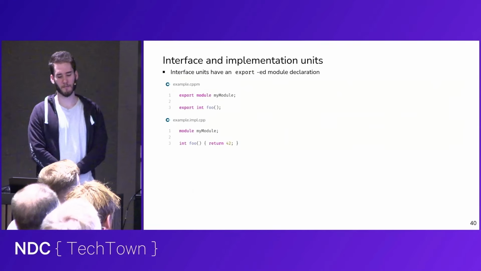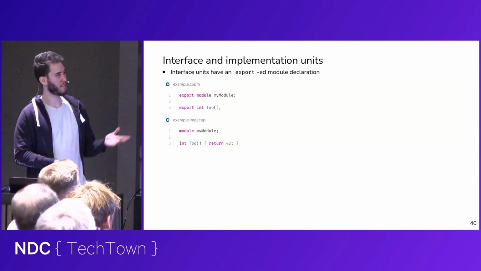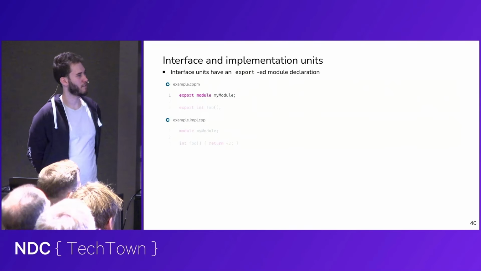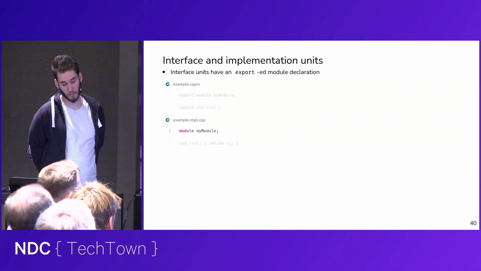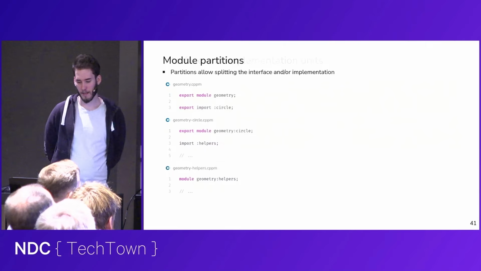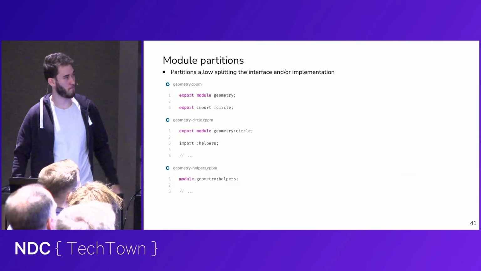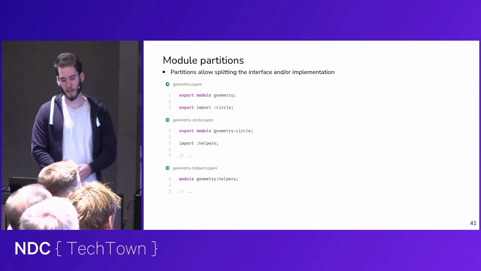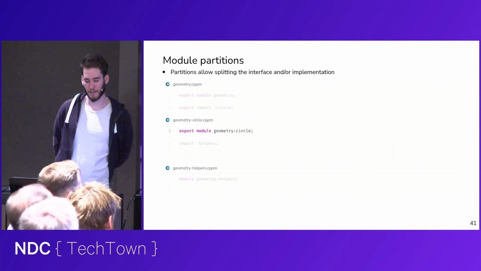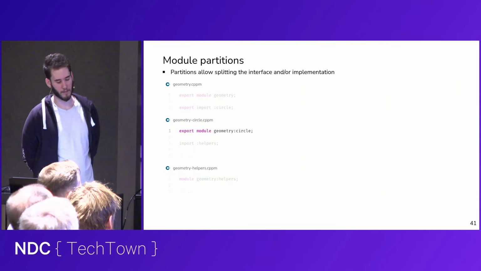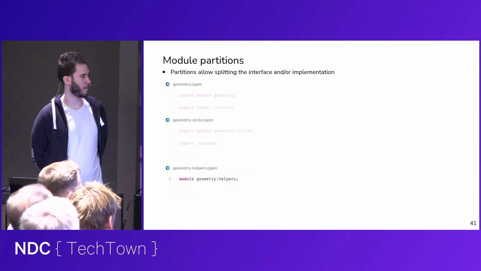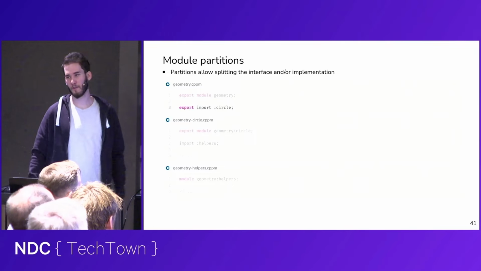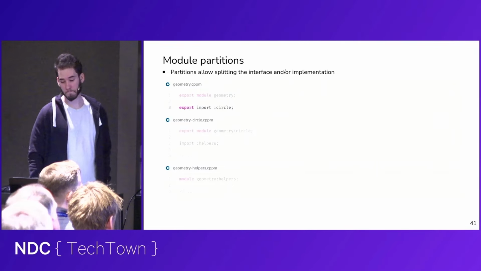So if we break down this interface and implementation units, it's very easy to distinguish between them, because interface units will have an exported module declaration, and the implementation one will not. So very easy to tell them apart. And for the partitions, it's just basically a tool to allow you to split the interface of modules between multiple files. So for example, if we have this geometry module, we can have this part of the module called circle, and then this part called helpers. You can import the helpers in the circle, and then you can re-export this circle interface into the main module.